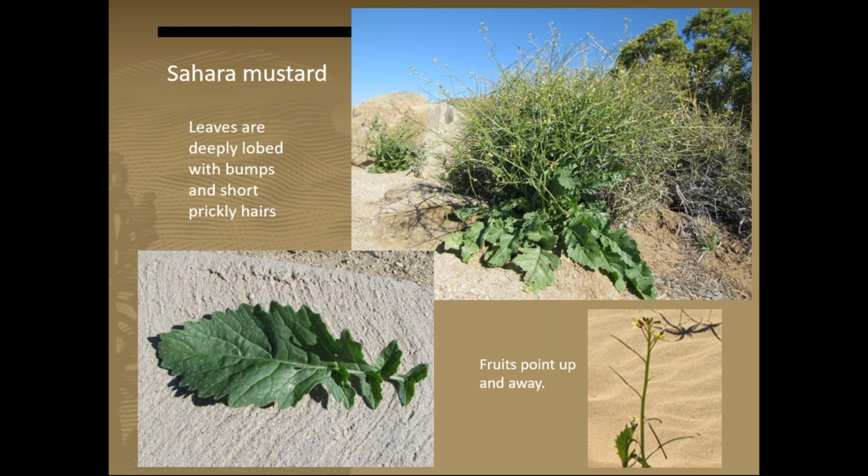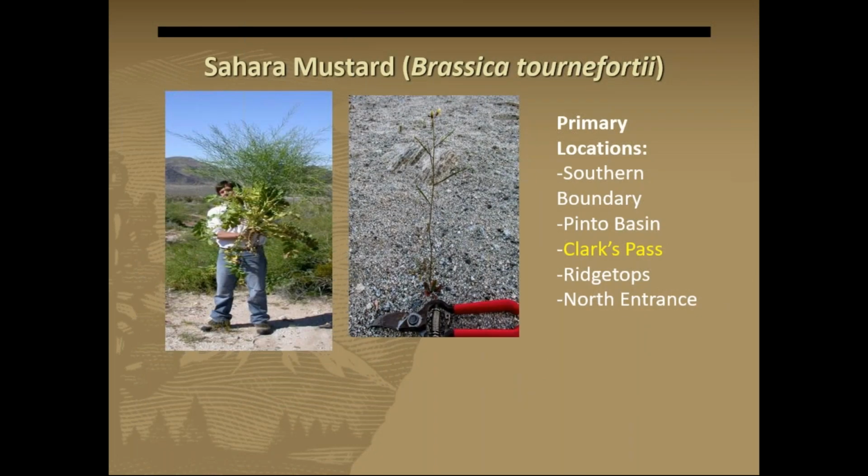When Sahara mustard is only in leaf and hasn't bolted, the leaves can be confused for chia, which is a native species. But when chia flowers, it looks very different. It has purple flowers. The smell also is very different. If you smell the leaves, chia is going to have a very sagey kind of smell, and the mustards have a very distinct smell too.